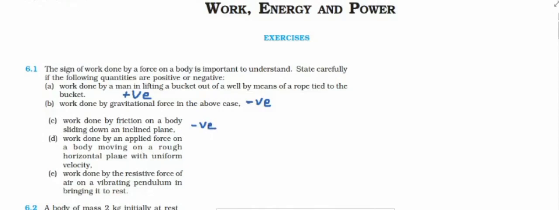Then case D, the work done by an applied force on a body moving on a rough horizontal plane with uniform velocity. Anyway, you need to apply a force to overcome friction because it is a rough surface, but the object moves in the direction of the force. Therefore, we can say the work done is positive.